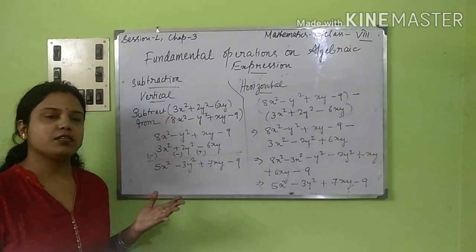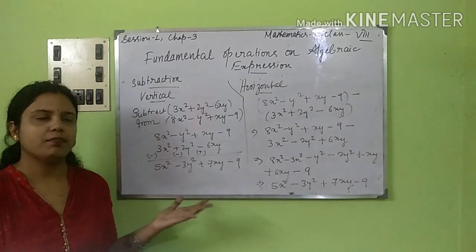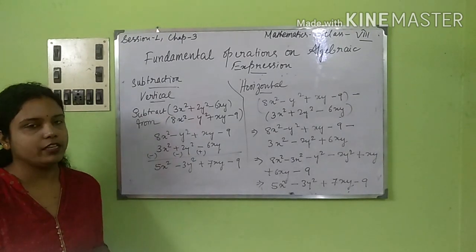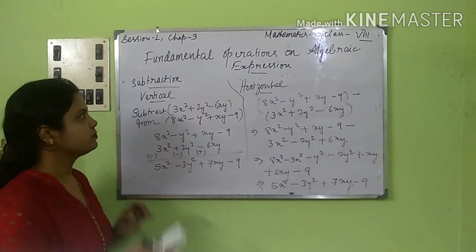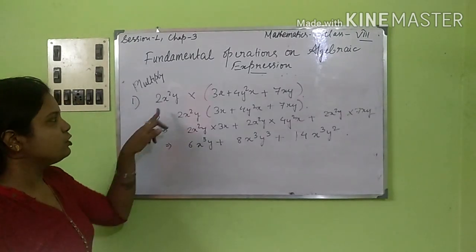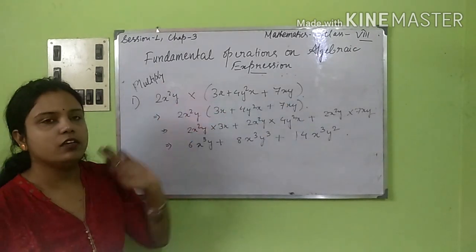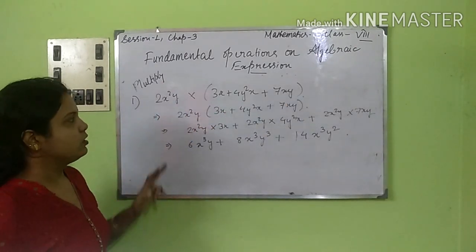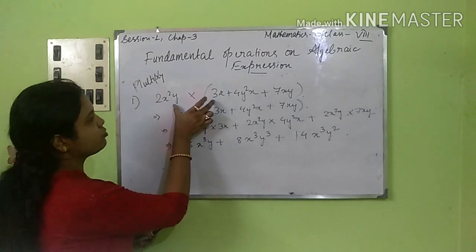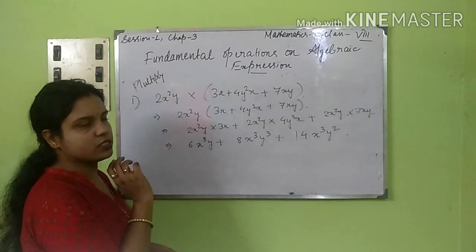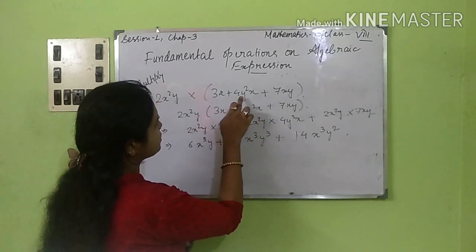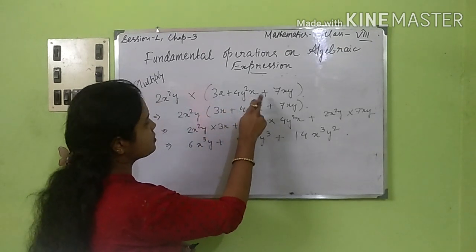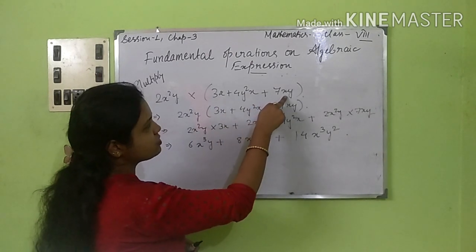Next, coming to the simplification part, especially the multiplication part and division, and then we will come to the simplification part. Next, for the multiplication. See the first example, 2x square y into this particular trinomial. What we are going to do is multiply each of the terms with 2x square y: 2x square y into 3x plus 2x square y into 4y square x plus 2x square y into 7xy.